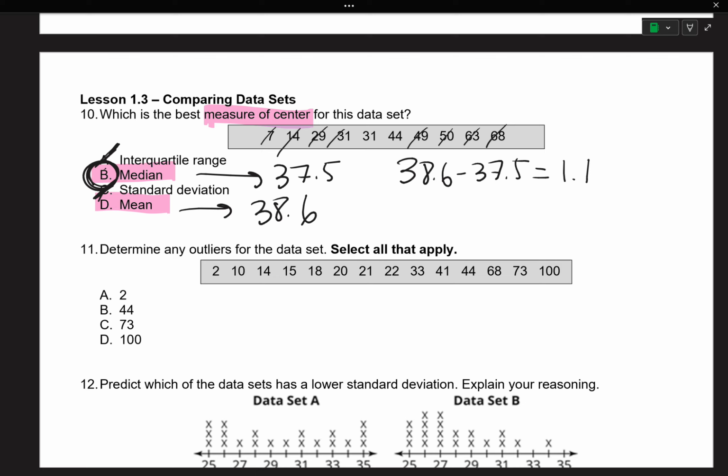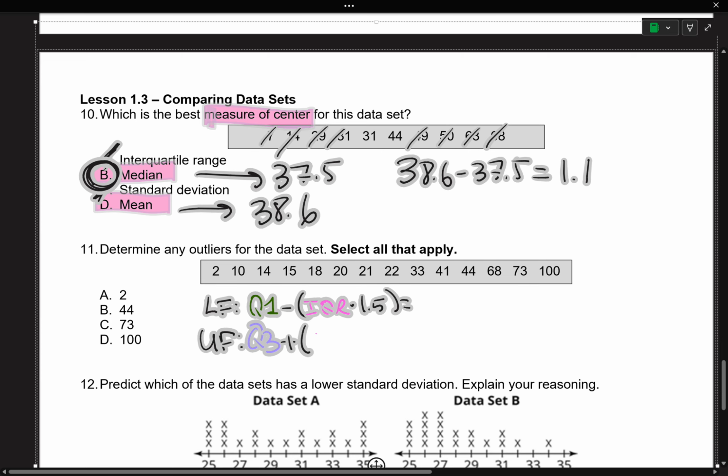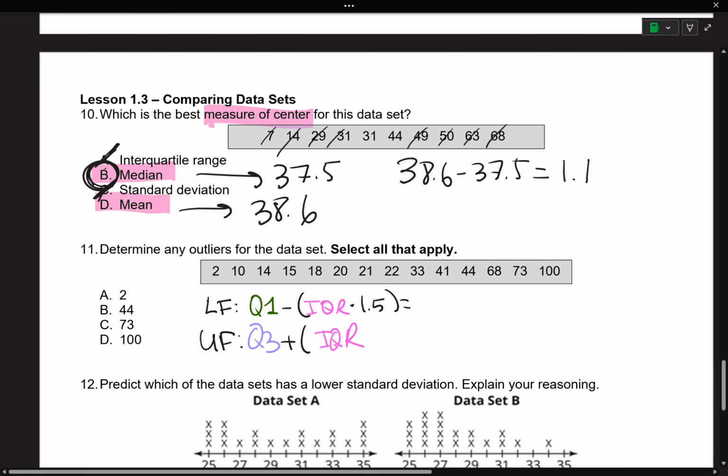All right. Number 11, we're going to find the outliers. Okay, there's a formula for the outliers, and here are the two formulas. For the lower fence, to see if there's any outliers on the lower end, we do Q1 minus IQR times 1.5. And for seeing if there's numbers that are too big for our data, we do Q3 plus IQR times 1.5.